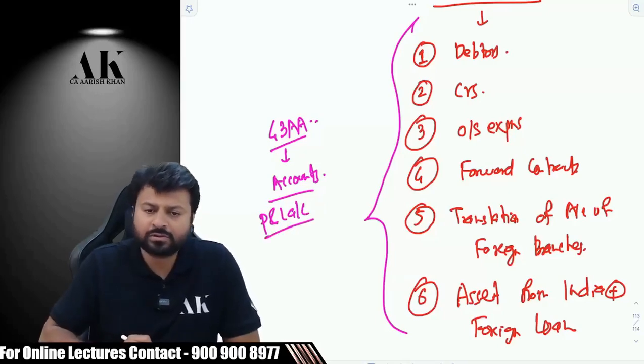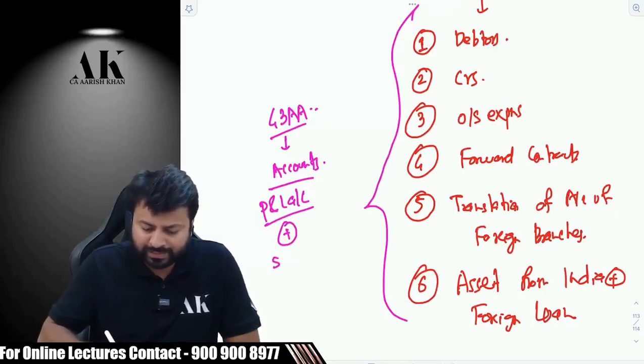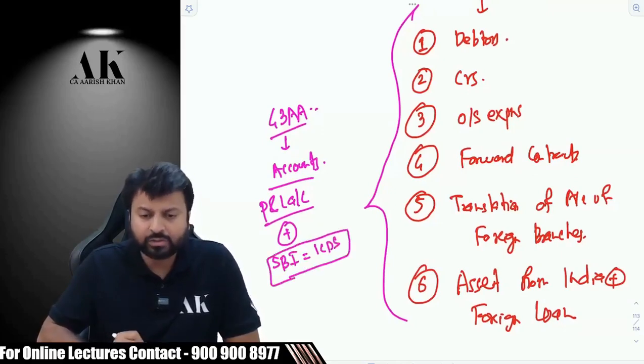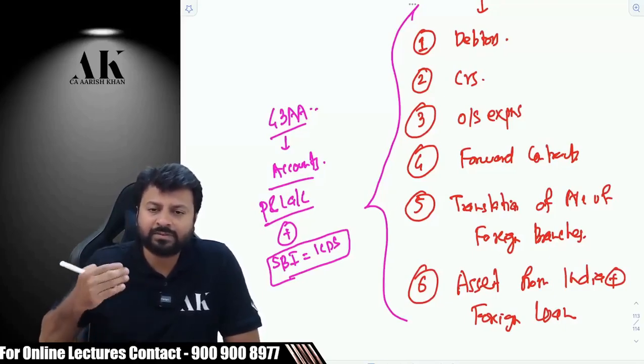Here also you are supposed to take it as a PGBP expense or PGBP income. You have to take it to the P&L account. The difference between accounts and tax over here is you are supposed to take the SBI rate as per ICDS. The ICDS says that to compute the forex gain or loss, you are supposed to take the SBI rate. In technical terms, it is called the telegraphic transfer buying rate, TTBR.